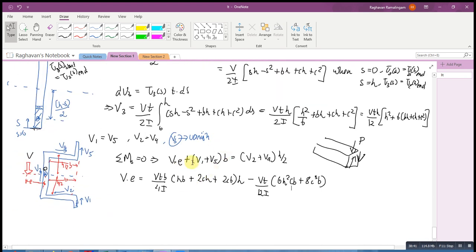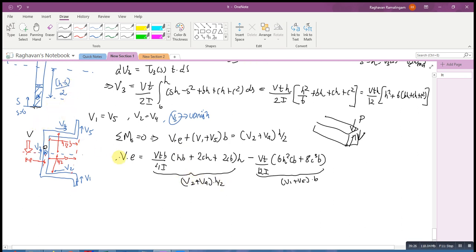In case you're confused till now, I'll just once again tell you what I did over here. V1 and V5 are equal in magnitude. So substitute for V1, added with V5, multiplied by B. Sorry, this term corresponds to V2 plus V4 into H by 2, and this 2 corresponds to V1 plus V5 times B. Just look at your value expressions derived above, substitute them, then you should be getting this. And then of course V gets cancelled out. So your shear center E is independent of V, which proves it's just a geometric property.